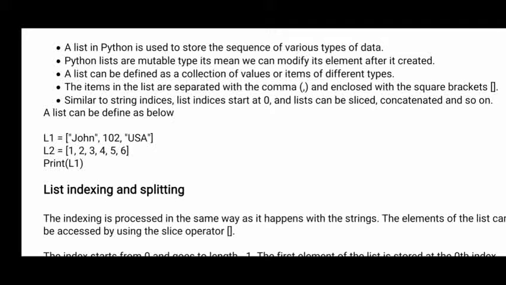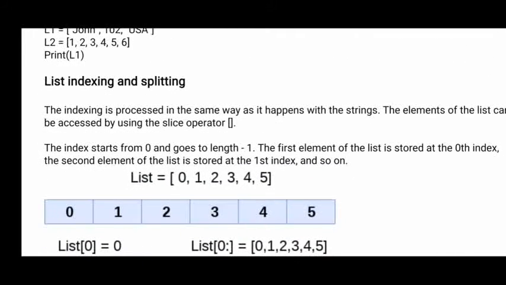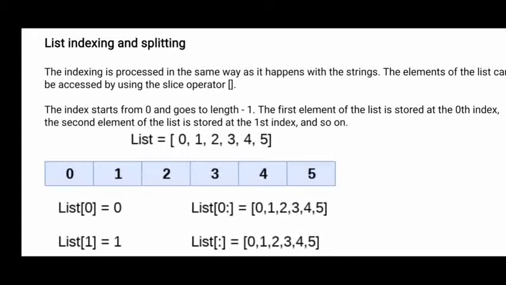Now, the next one is list indexing and slicing. See, what does indexing actually mean? A list is a collection of elements, more than one item. If it is more than one item, each and every item is identified with an index number. We can say that it is a position number.